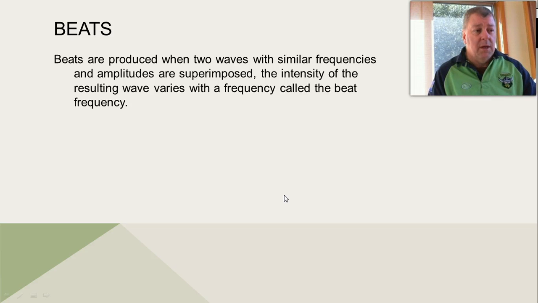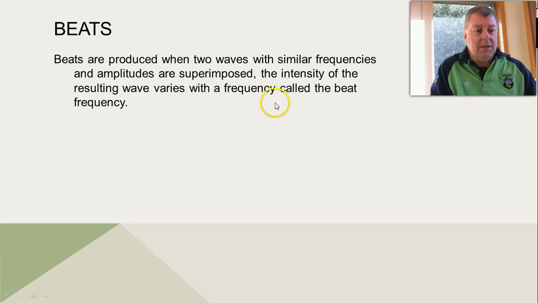What are beats? Well, beats are produced when you have two waves that are very similar in frequency and amplitudes, and they're interfering with each other, so they're superimposed. So you might have two sound sources producing similar frequencies, a common example, and we'll demonstrate this in class.